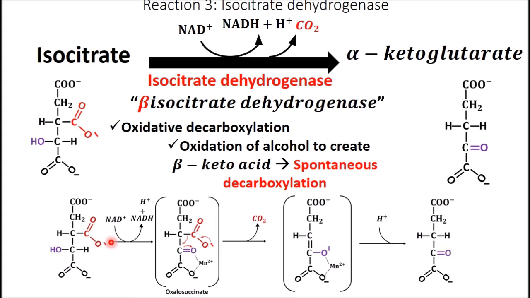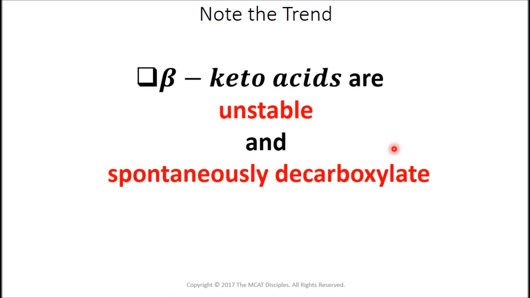So here's the reaction mechanism. We're going to oxidize this alcohol group to a carbonyl group. We're going to spontaneously decarboxylate, okay, and we're just going to protonate to get rid of this double bond here. And then we have alpha-ketoglutarate, all right, and again, isocitrate dehydrogenase, guys, oxidative decarboxylation. Again, note the trend: beta-keto acids are unstable and spontaneously decarboxylate.